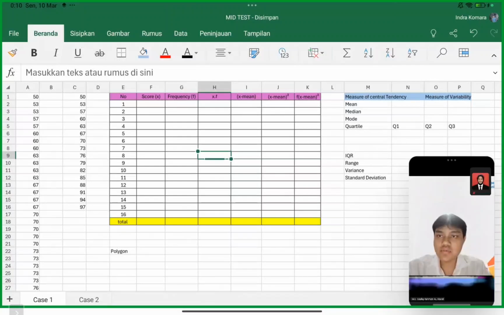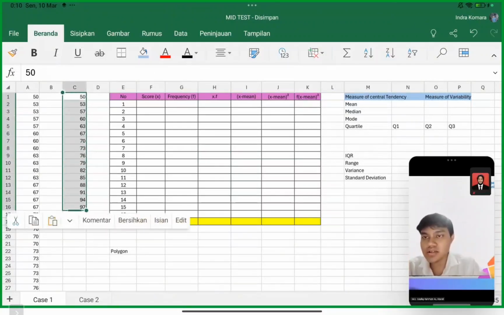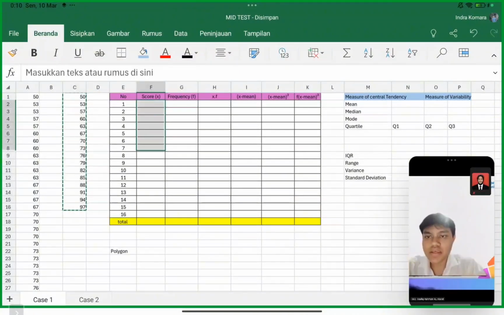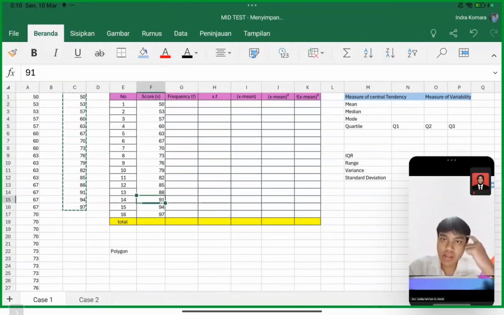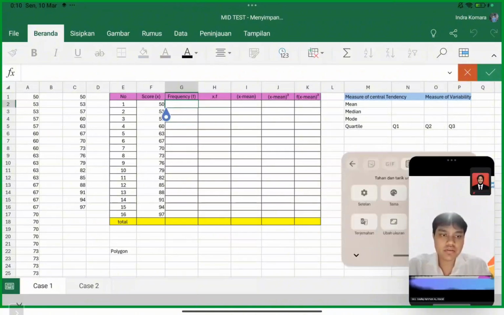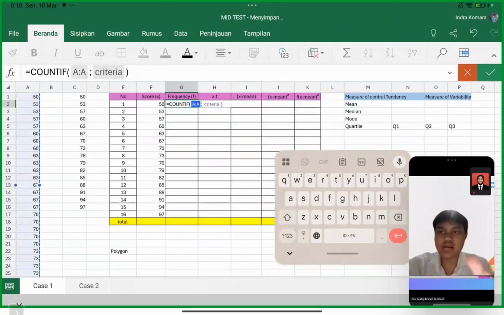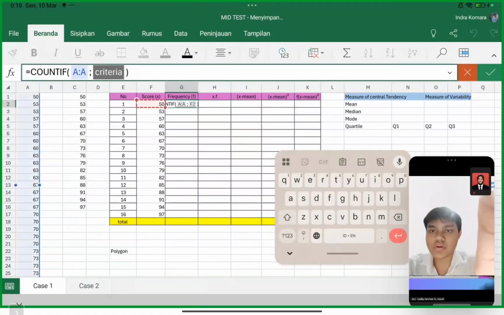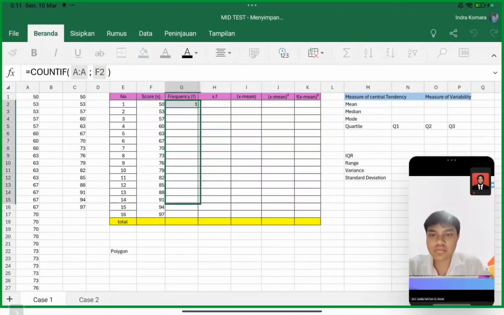All right, so now we copy this first, the data that I have deleted all of the duplicates from, and put it here. Okay, so it's the data, the score, and now how to get this frequency? We get it from COUNTIF. We use the formula COUNTIF with the range of all the data, and the score. Enter. Right, and we drag it down like this.